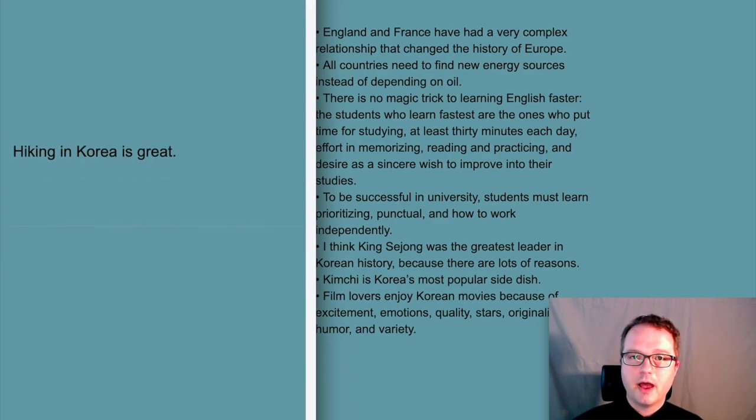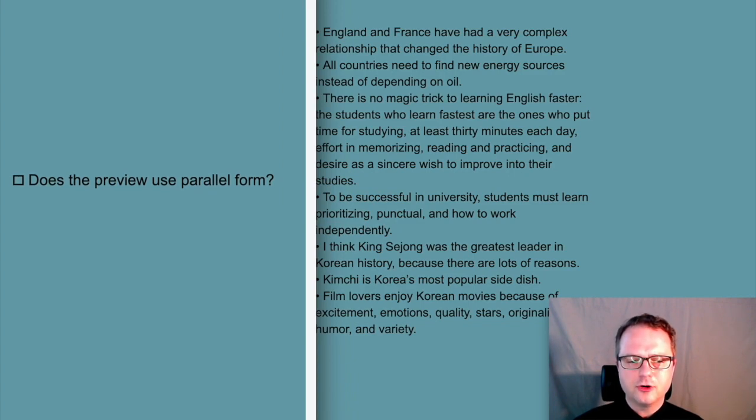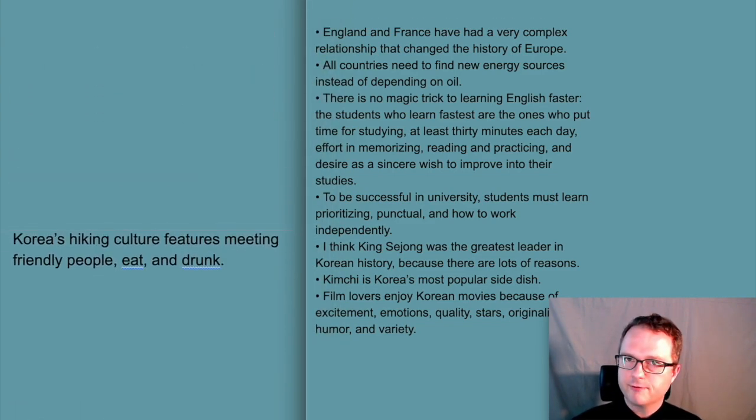Does the preview use parallel form? Now, parallel form is a little tricky, but here's an example. Korea's hiking culture features meeting friendly people, eating, and drinking. Those three supporting ideas, it's nice to have three supporting ideas, but those three supporting ideas are put in such different ways, it's hard to understand the connection between them. So what we always want to do, we have an ing verb, an adjective, and a noun in one of them, and then we have a verb in the next and an adjective in the next one. Okay, well, let's pick one of those and make all three the same way.